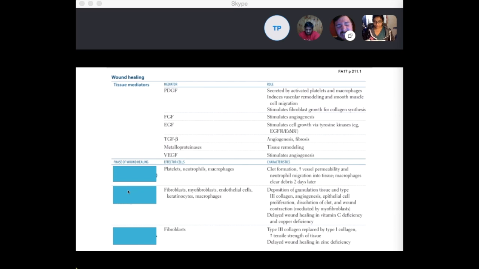We have 3 main phases of wound healing. Can anyone tell me what the first phase of wound healing is and the period of time that it occurs in? Inflammation. Within like the first couple of days? Yeah, so inflammation, and this is up to 3 days after the wound occurs. So you have your platelets, your neutrophils, your macrophages coming in, cleaning stuff out, calling other things in there. And you have your clot formation going on.